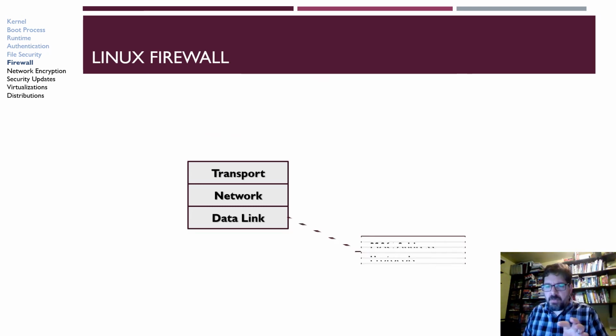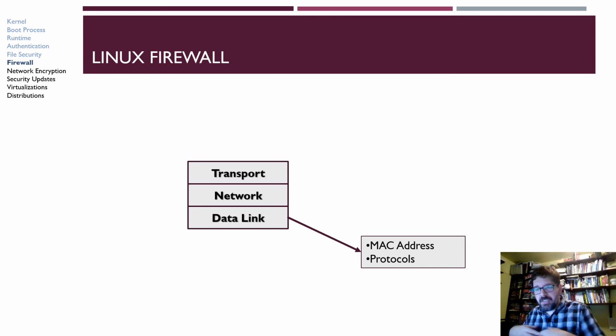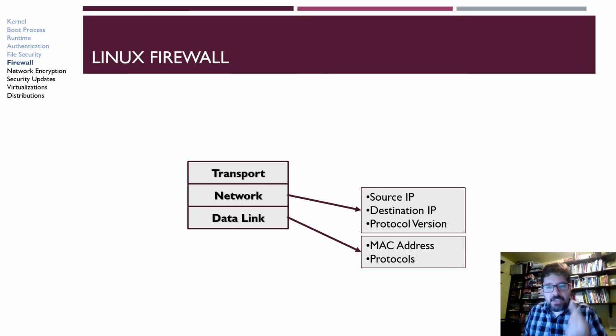But just to talk about what we need in this course, there are three layers of the OSI model that we care about, and I hate to talk about the OSI model, but that's what our textbook talks about. Every textbook uses OSI, but really TCP is the real model, right? The three layers that we care about in TCP, I'll say TCP and not OSI, are the data link, network, and transport layers. At the data link layer, to make decisions about what we can do with traffic on a network, we can look at the MAC address and the protocols. At the network layer, we can look at the source IP address, destination IP address, and the protocol version, IPv4 or IPv6, right? Those are the only two.